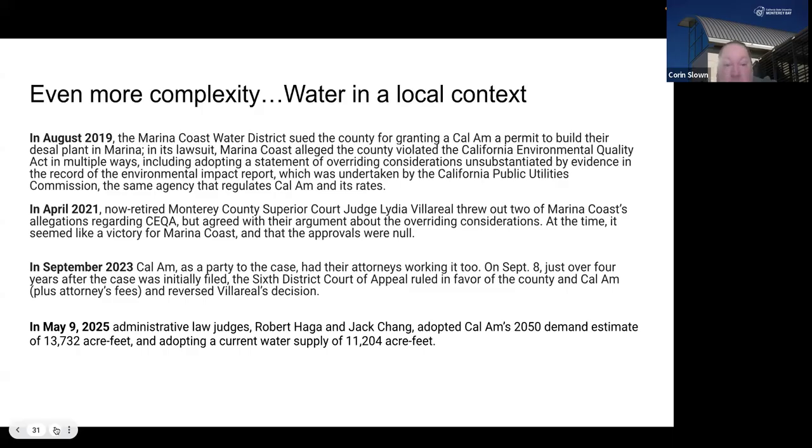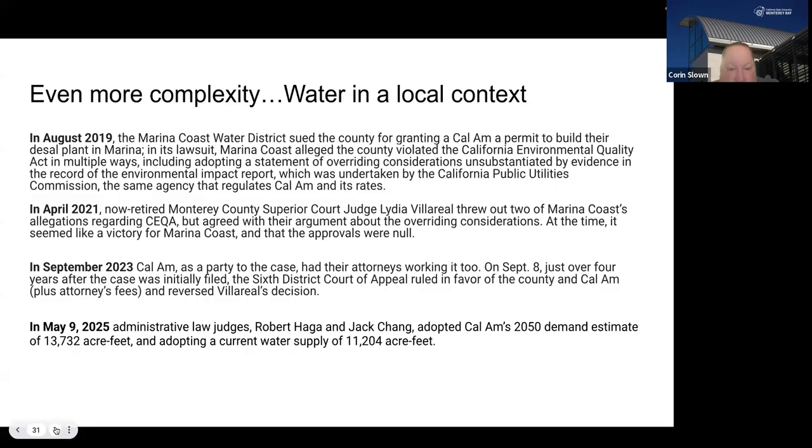Here's a brief timeline, except the timeline's not that brief, it's actually quite long. In 2019, the Marina Coast Water District sued the county for granting a permit to build the desal plant in Marina. They alleged that building the plant would violate the Environmental Quality Act and that there are records that it would cause harm. In 2021, a judge who is now retired threw out two of the Marina Coast allegations, but agreed about the overriding considerations. So it was deemed a victory for Marina Coast, and there were no approvals.